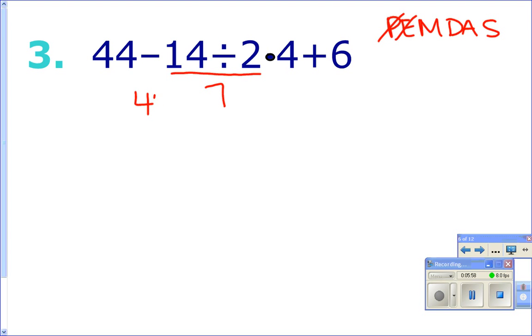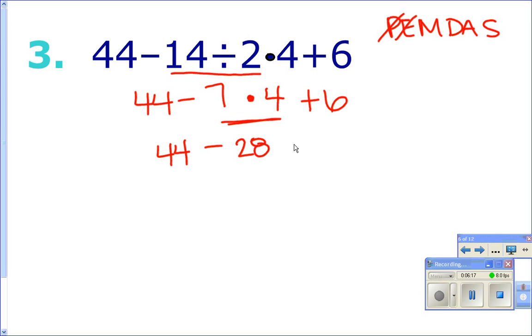So then we bring everything else down. 44 minus 7 times 4 plus 6. Now, we still have some multiplication or division. We have 7 times 4, which is 28. Bring everything down again. 44 minus 28 plus 6. Okay, so multiplication and division are done.